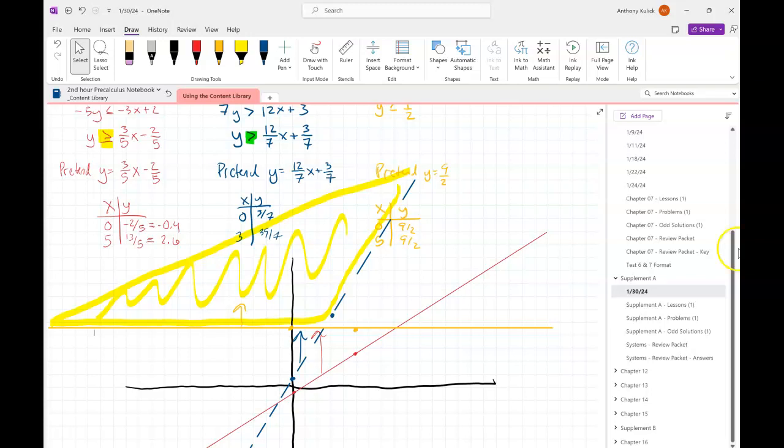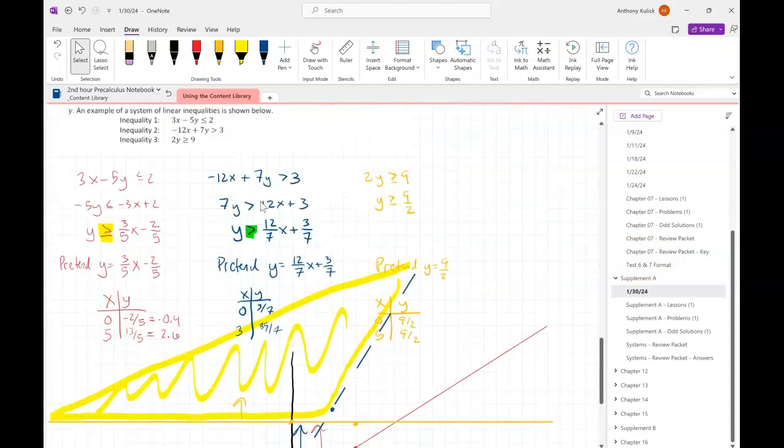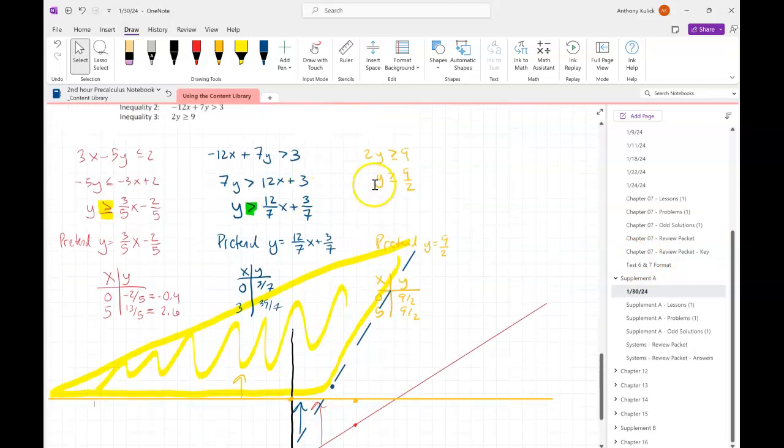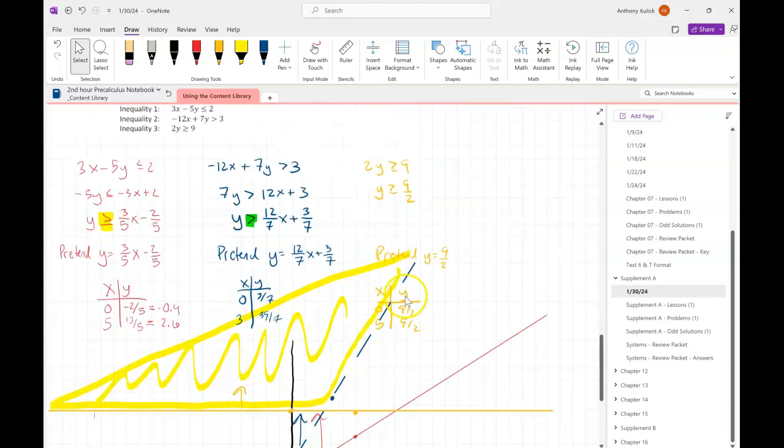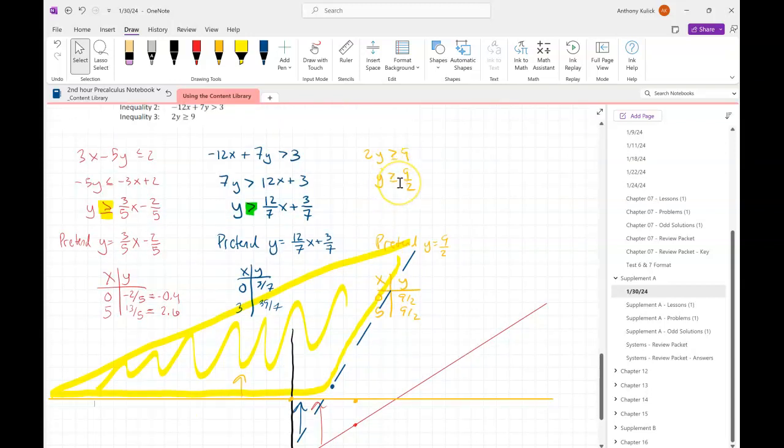Don't you have to be below the yellow line? Well, it's y is greater than, oh, that's okay. So it should be above. Yeah. What do you guys think? It's not bad, right?